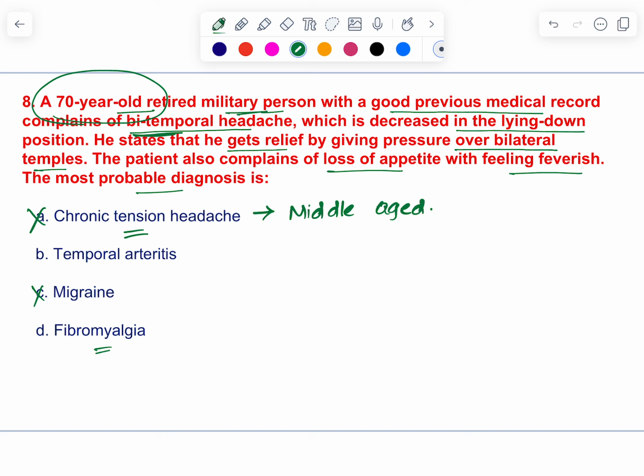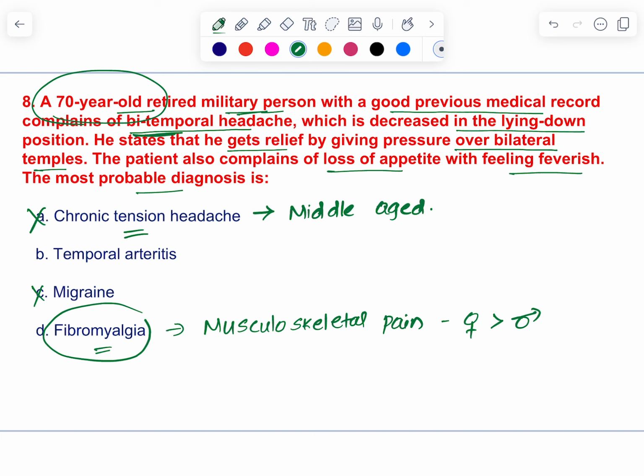Now, what about fibromyalgia? See, in fibromyalgia the patient will be having musculoskeletal pain. It is not headache. These patients will be complaining of musculoskeletal pain, and this is more common in females rather than males. Fibromyalgia itself is more common in females rather than males. And what about temporal arteritis? The question which has been given to you is very much in favor of temporal arteritis, because the age of the individual is 72 years.